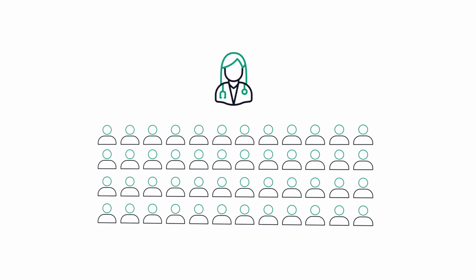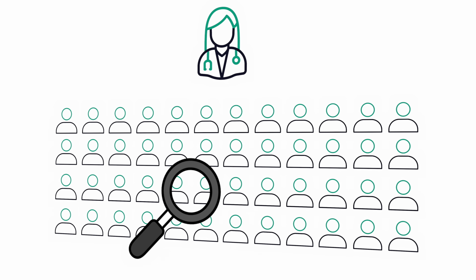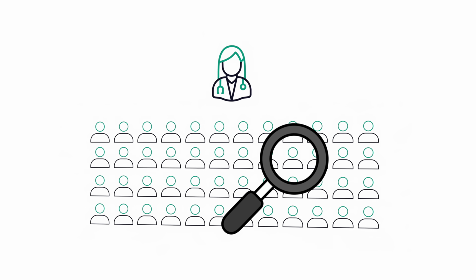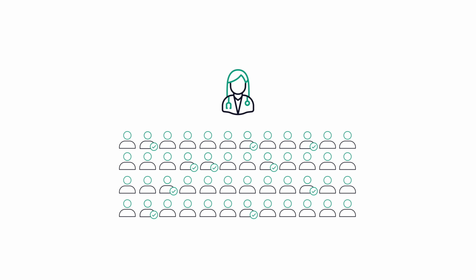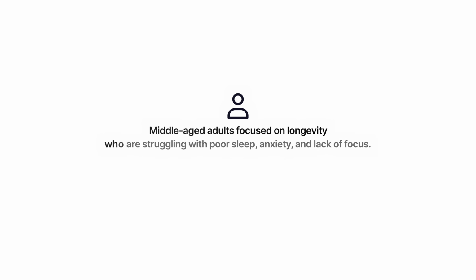Well, what Anna did next is a very, very important lesson for all of us. Instead of spending months trying to build a large following, she focused on finding the exact right people who would benefit from her program. So Anna selected her first 10 ideal clients very carefully and very strategically, so pay close attention. These were people who already knew, liked, and trusted her, and they perfectly matched her target demographic. Middle-aged adults focused on longevity who are struggling with poor sleep, anxiety, and lack of focus.